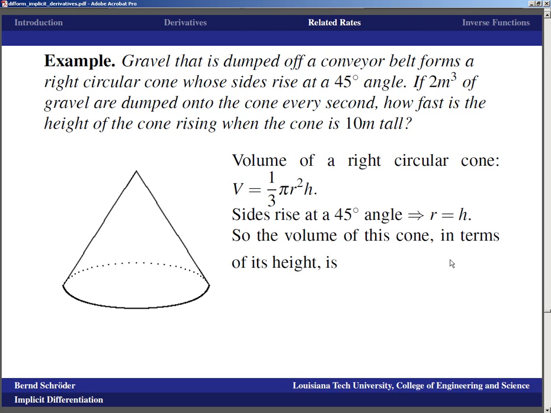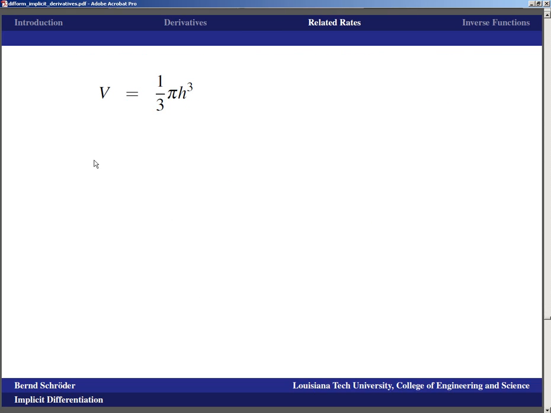So that means that the volume of this cone in terms of the height is V of h equals 1/3 pi h cubed. And if we've got V equals 1/3 pi h cubed, we can take the derivative with respect to time on both sides, because we're interested in change over time, right? And so that gives us V prime equals 1/3 pi h squared h prime.